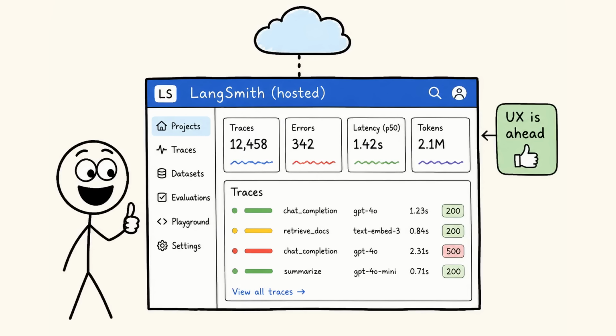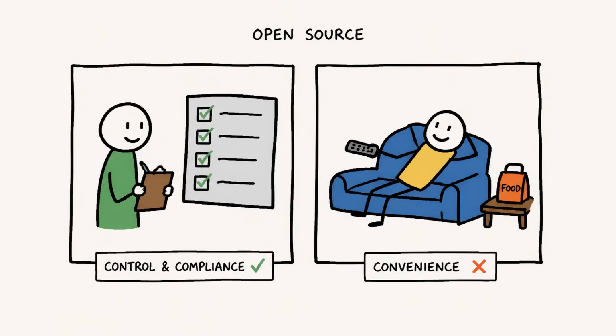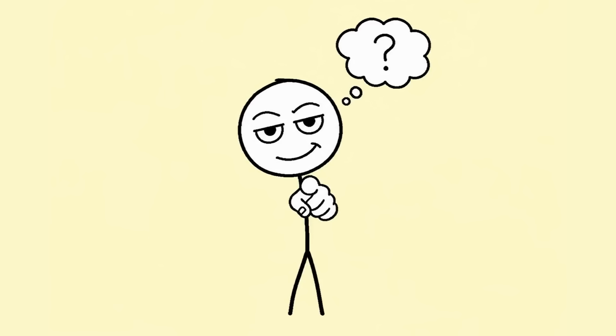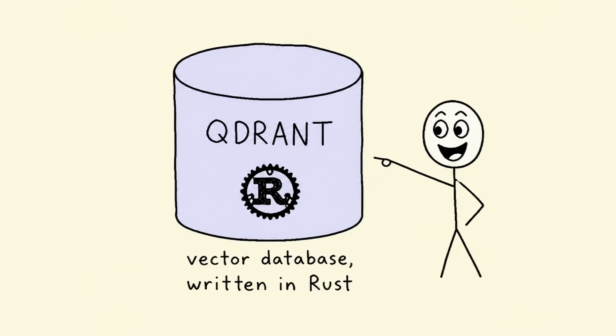Pick Langsmith if you want the polished, hosted experience and your org doesn't care where the data sits, because honestly, its UX is ahead. So the open source argument, it wins on control and compliance, not on convenience. Just know which one you're actually optimizing for.